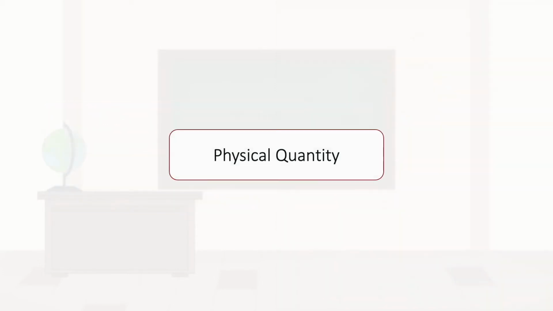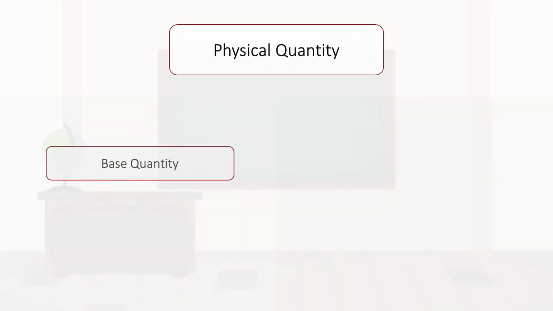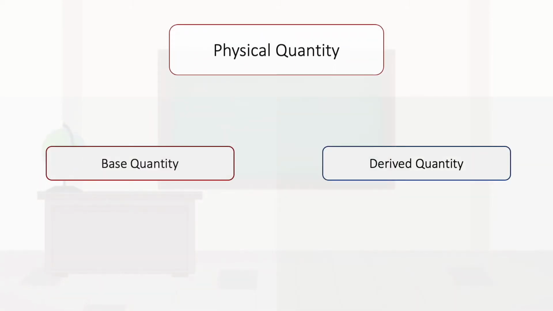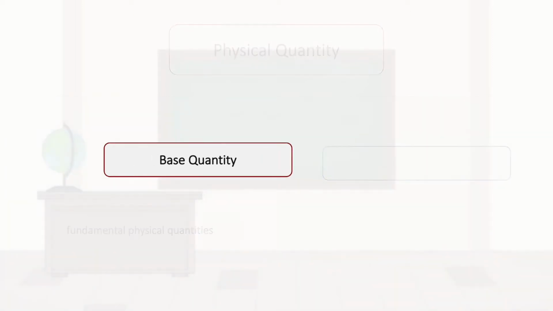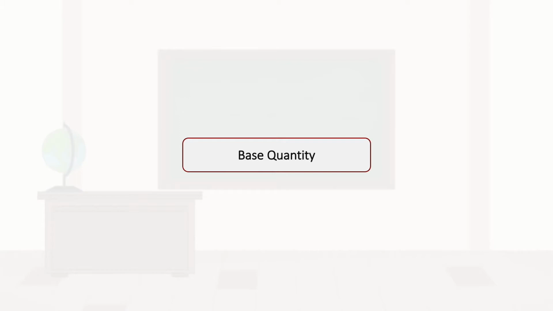There are two types of physical quantities, base quantities and derived quantities. Let's touch on base quantities first, which are fundamental physical quantities that are not defined in terms of other quantities. In layman terms, they are the most basic quantities, and there are 7 types of base quantities.